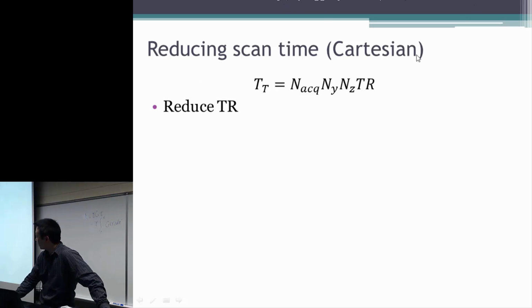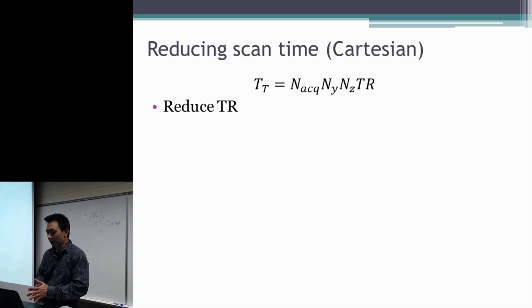So the total scan time of a 3D imaging is basically determined by this equation. It is the TR multiplied by the number of phase encoding steps in both directions, and the number of averages. If we do not have much time, we usually use one average. If we use more than one average, then we can average the images together to improve the SNR. So usually, let's say the N acquisition is 1.